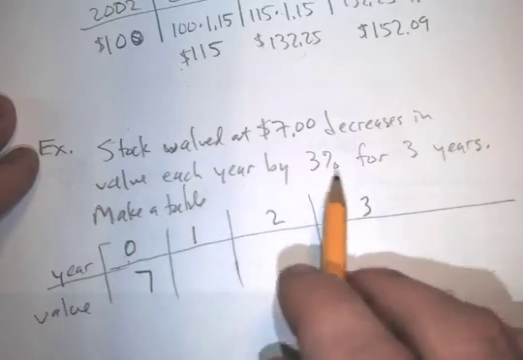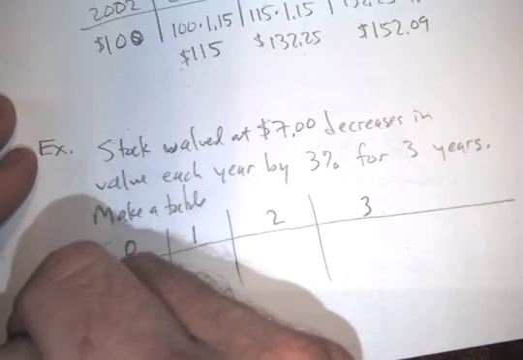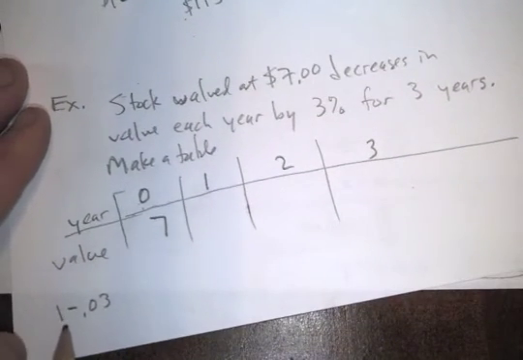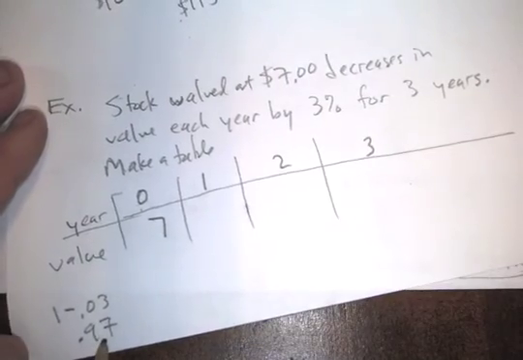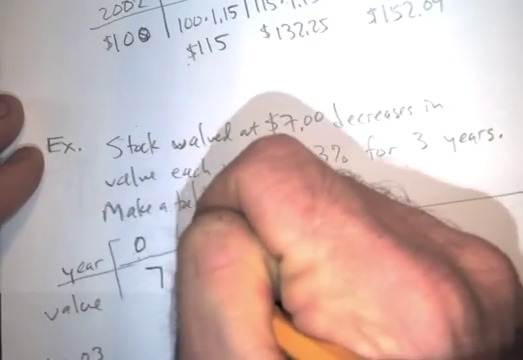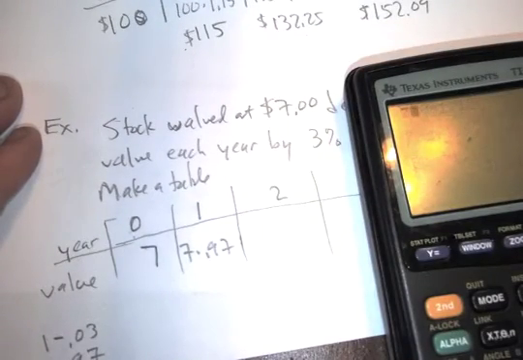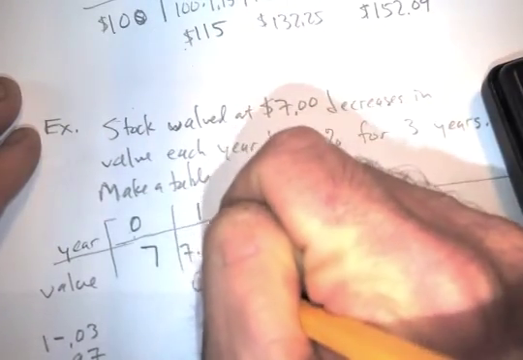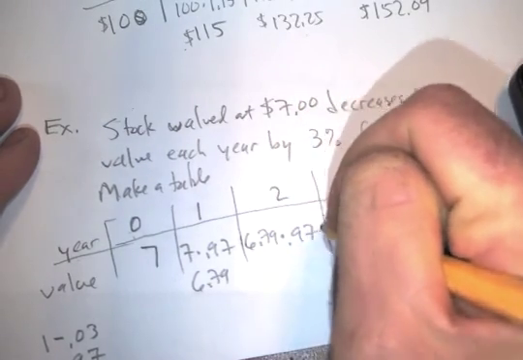How do I get the next step? Well, decrease by 3%. So remember we did 1 minus that 3%, 1 minus 0.03. So basically 1.00 minus 0.03 is going to be 0.97, like 97%. So we have to do 7 times that 0.97, which will take off, make it smaller, right? It's at $6.79.